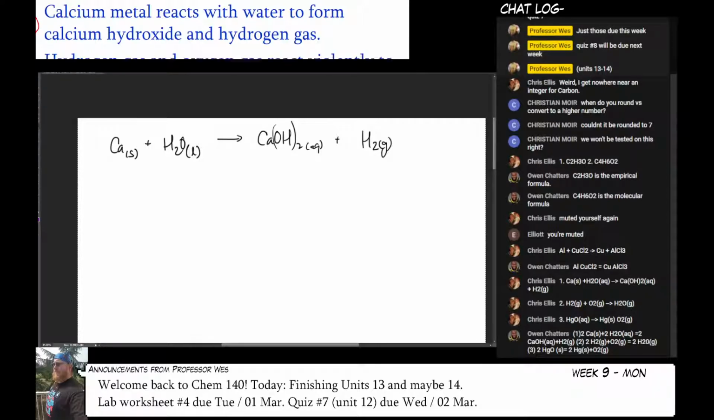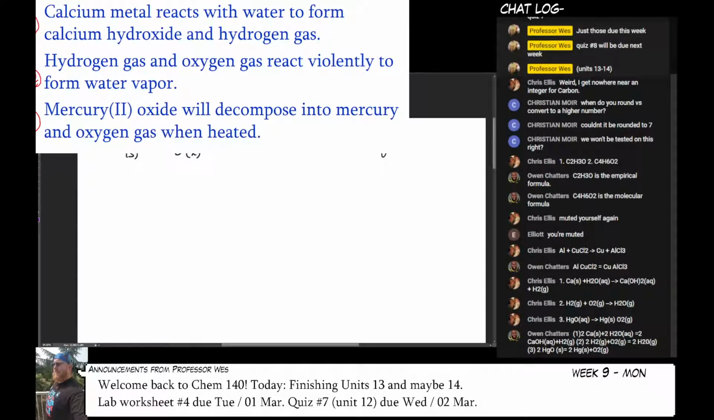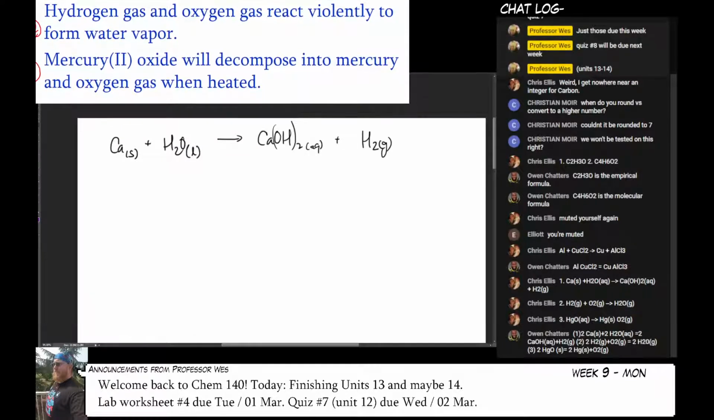What's important is that we get the formulas right. Remember that calcium hydroxide is Ca(OH)2 because calcium's +2. Each hydroxide is worth just -1. So if I dissociated this, I would get that. So these would be what the parts of this are.